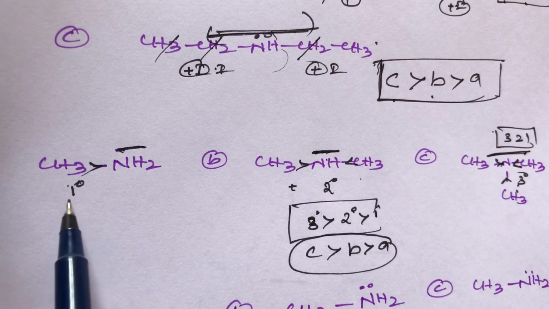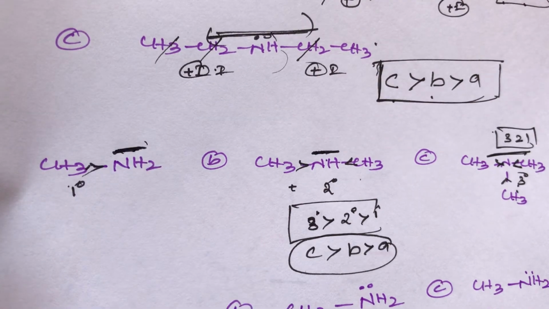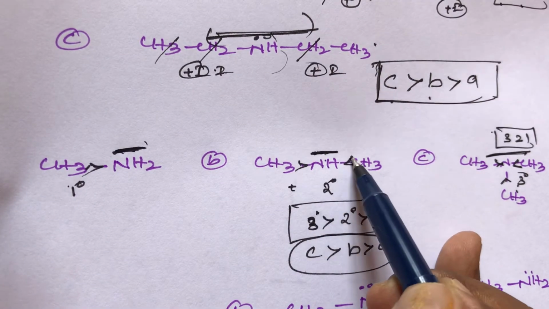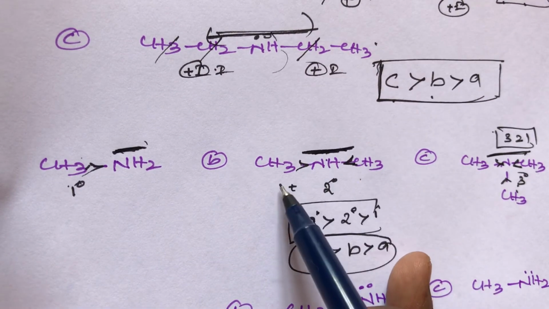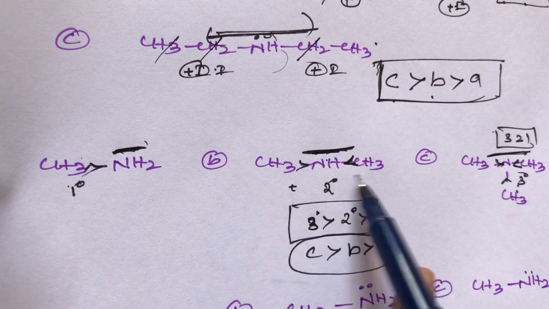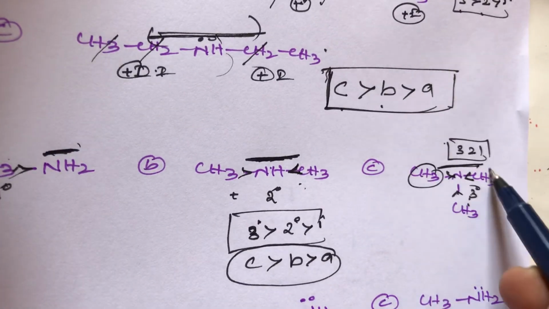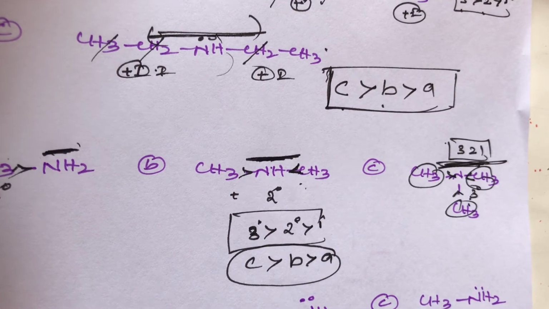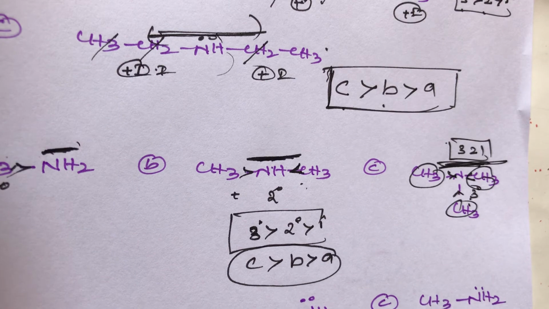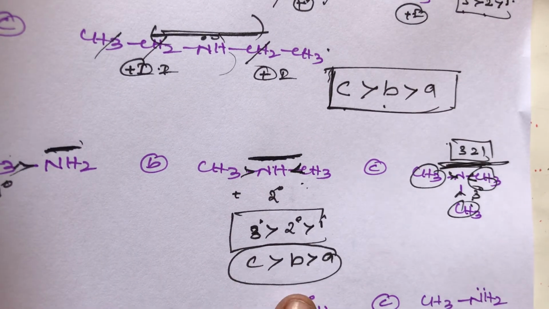The first compound is a primary amine, it contains only one methyl group, so it slightly increases density on nitrogen. The second compound has 2 methyl groups compared to compound A. B compound has more density due to the presence of 2 plus I groups. And what about C compound? C compound has 3 plus I groups, density increases more on nitrogen, so that's why it is always more basic. So C compound is more basic than B compound, B compound is more basic than A compound.